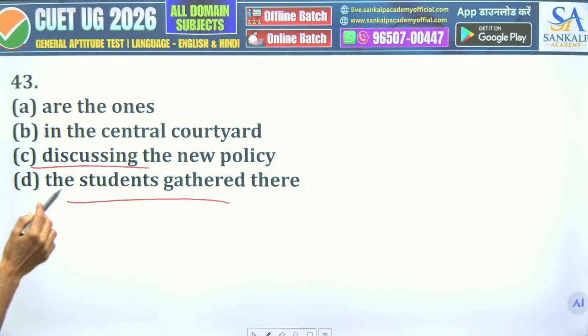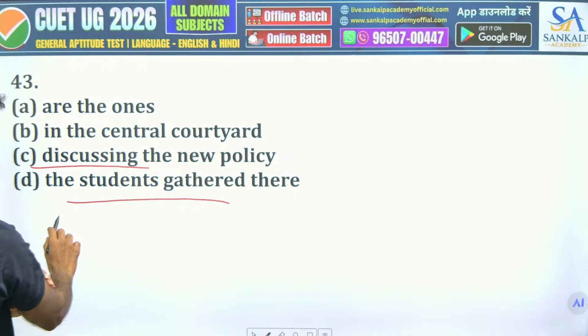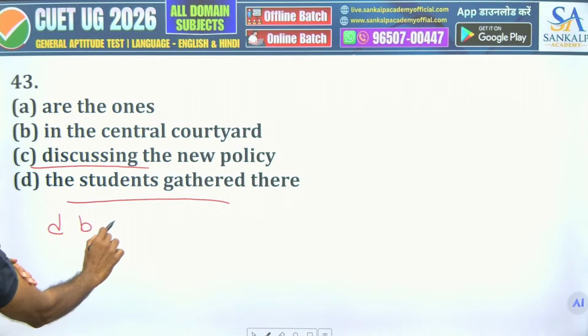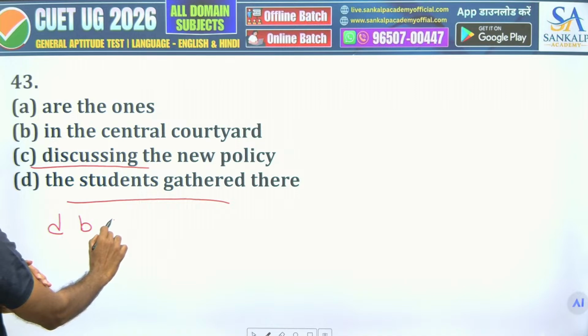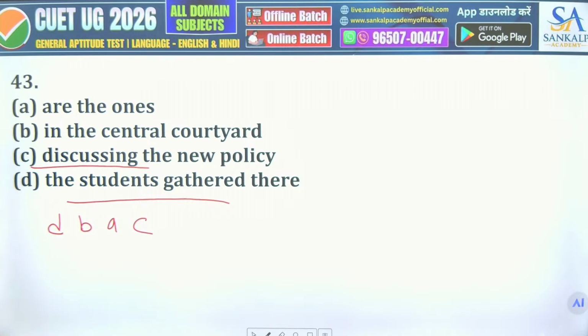Okay, the students gathered there in the central courtyard are the ones discussing the new policy. How does it go? D, B, A, C. The students gathered there in the central courtyard. The students gathered there in the central courtyard are the ones discussing the new policy.